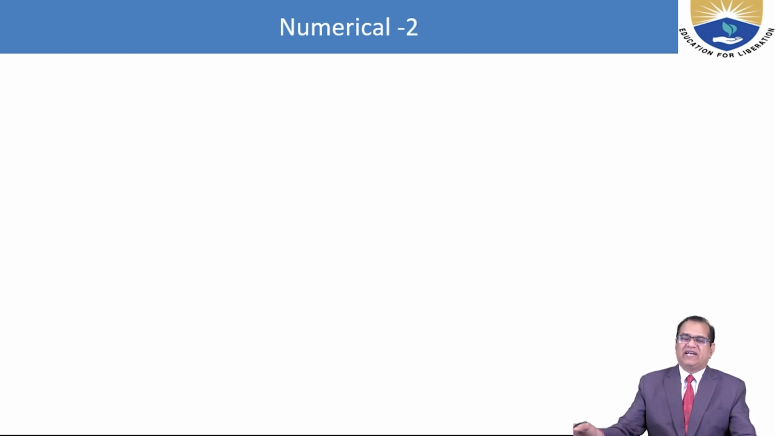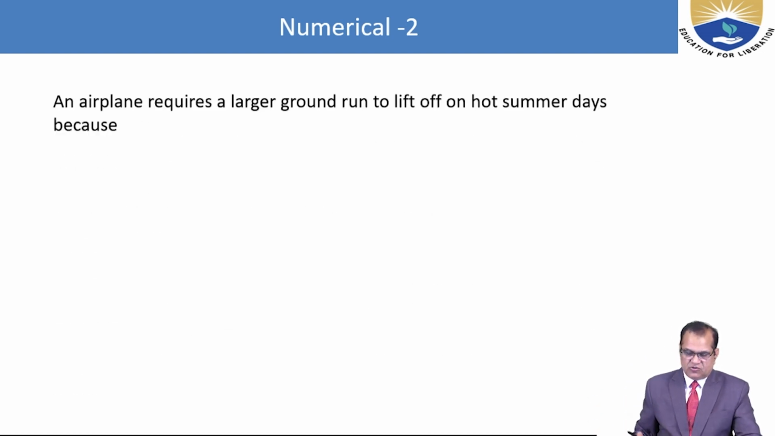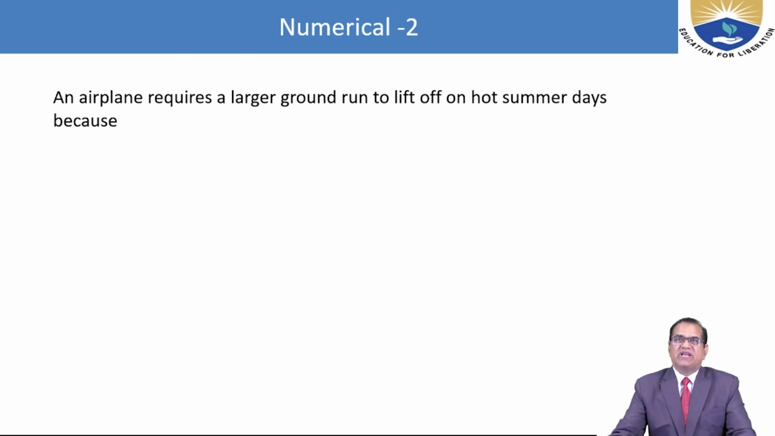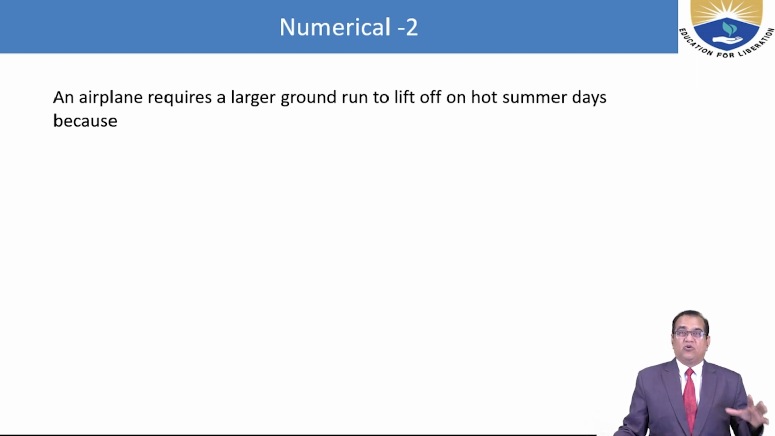Now we will see the next problem. This problem is also from GATE. An airplane requires a larger ground run to lift off on hot summer days because... if one aircraft is flying at a low temperature, some 20 degrees, and another aircraft at 45 or 50 degrees on hot summer days, an airplane requires a larger ground run.